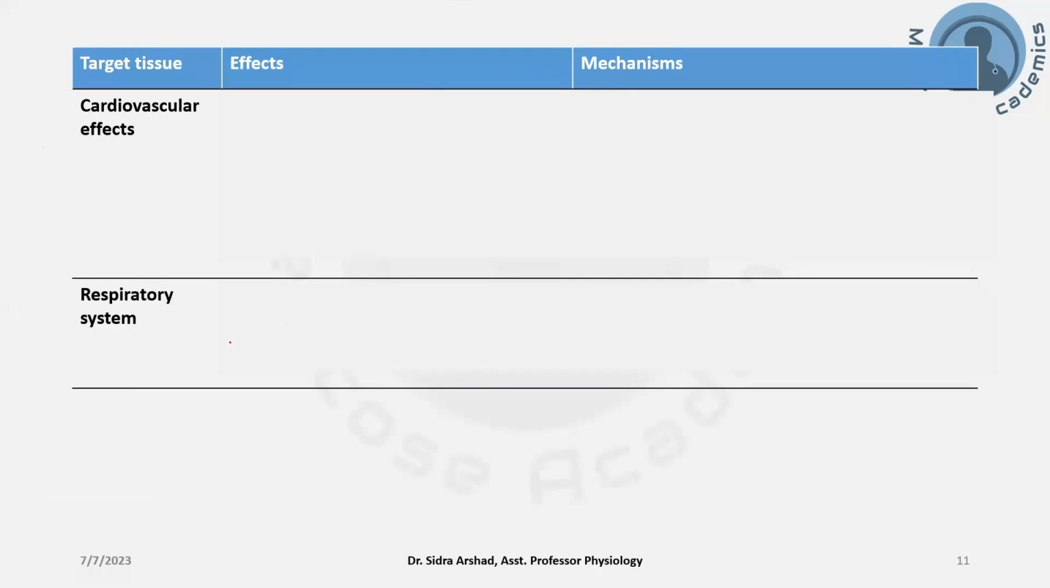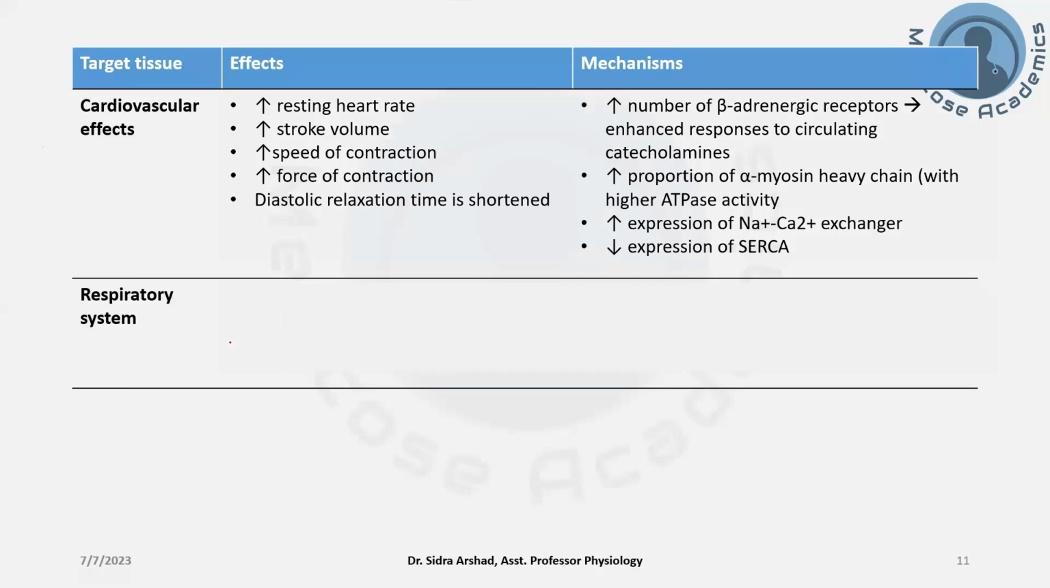Now let's look at the cardiovascular effects of the thyroid hormones. Clinically, the effects of thyroid hormone on the cardiovascular system are very important. The thyroid hormones exert the following effects. They increase the resting heart rate, stroke volume, speed of contraction, force of contraction, and they shorten the diastolic relaxation time. So all of these effects increase the cardiac output of the heart.